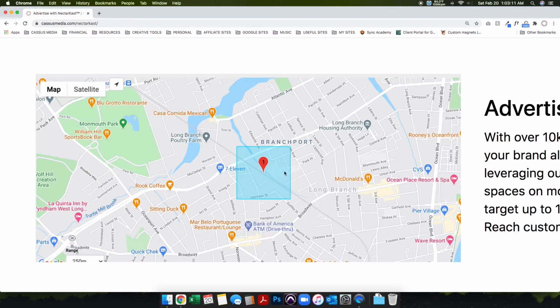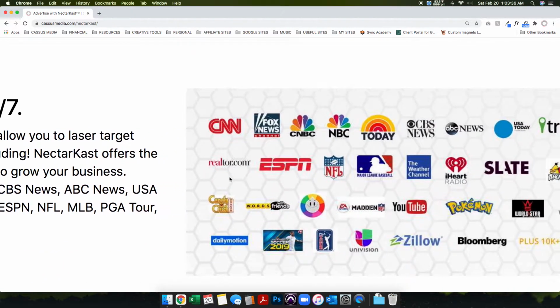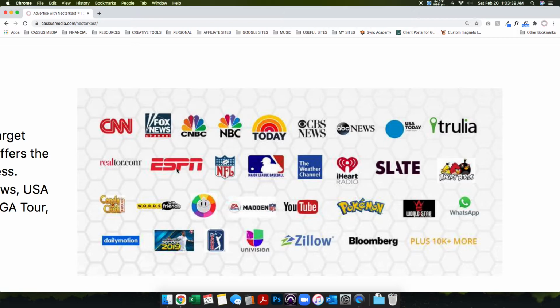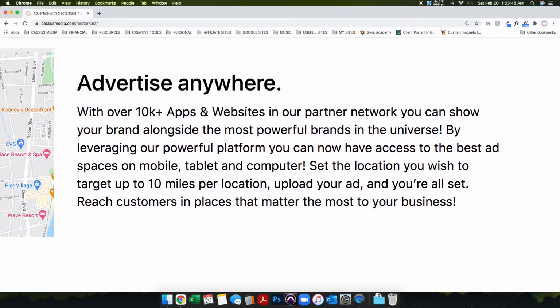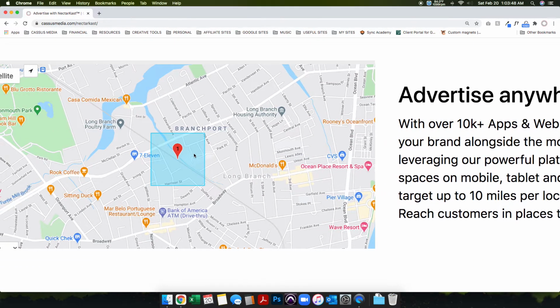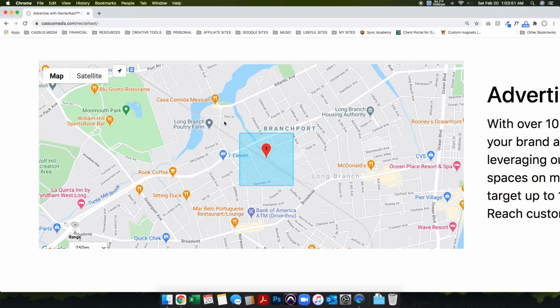So let's say you own a gas station. Someone walks into a 7-Eleven. They say, "Hello, welcome to 7-Eleven. How can we help you?" And they're just going to get their hot dogs. Guess what? They leave the 7-Eleven. They go check their ESPN fantasy football teams. Guess what they're seeing? They're seeing an advertisement for your business. They're seeing an advertisement for your gas station or your physical business.